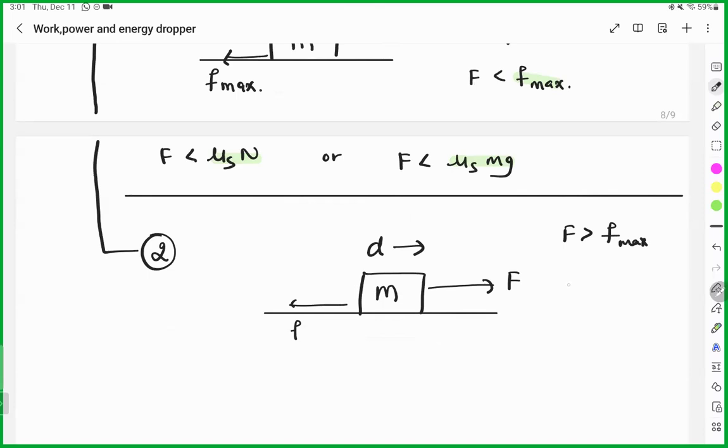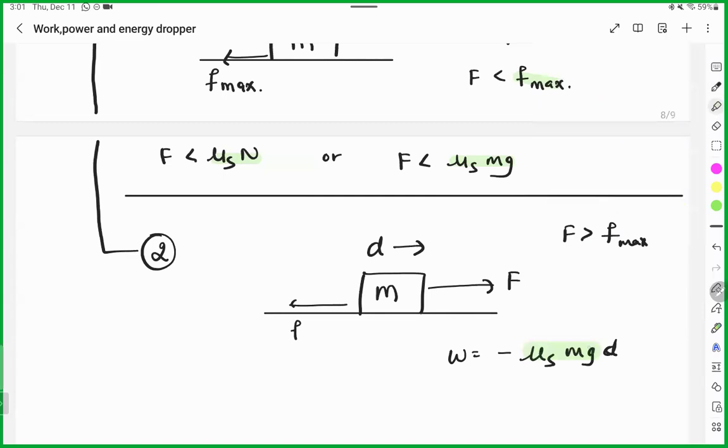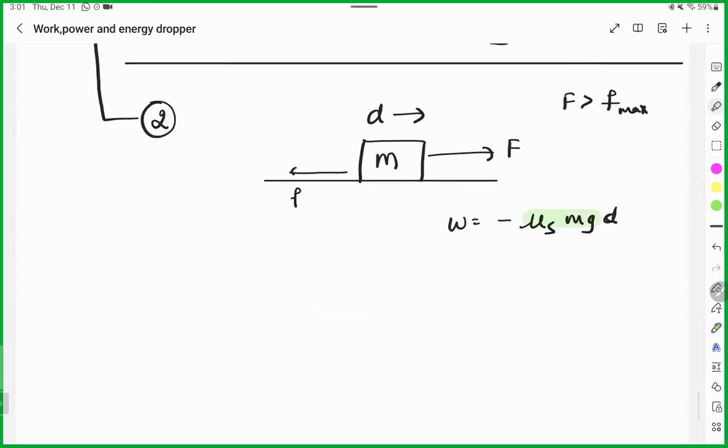Negative, because see, your body is moving opposite to the friction side. That's why here work done will be minus μmg s. Understood? Why? Because this part μmg is what? Frictional force, d displacement, but negative sign. Any doubt? No, sir.